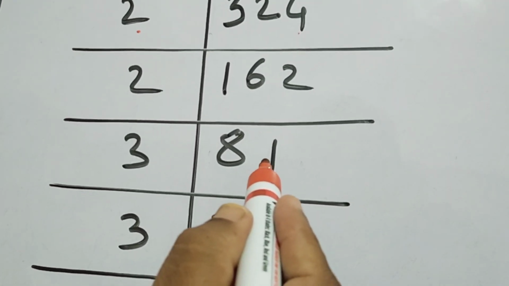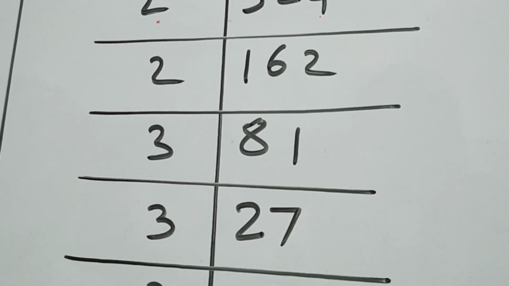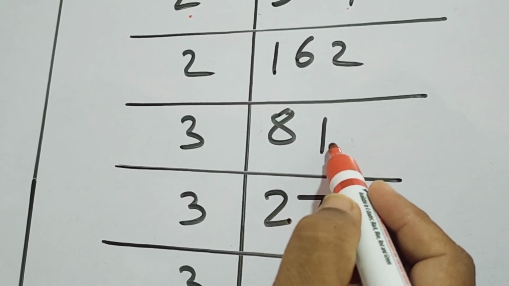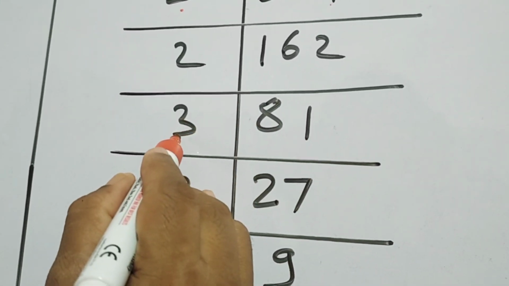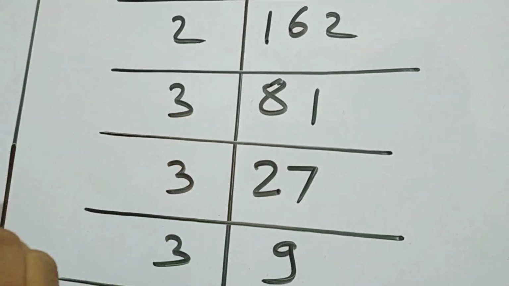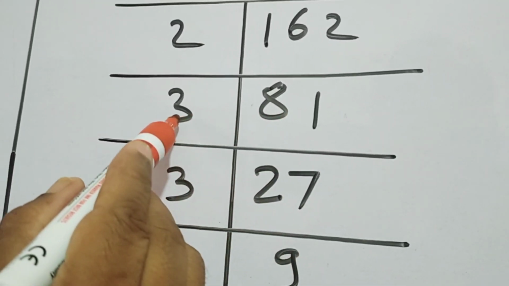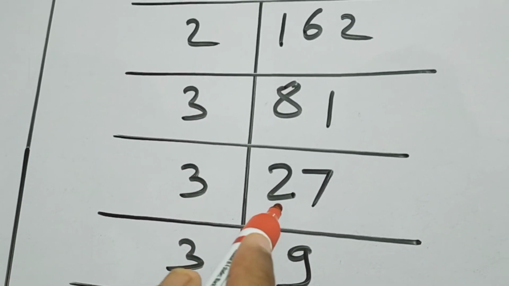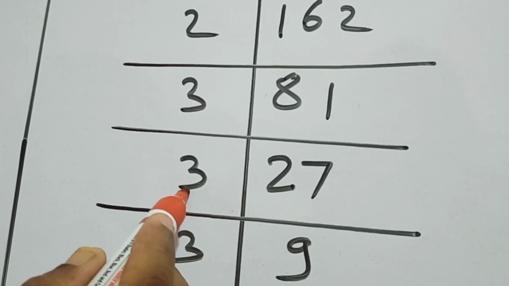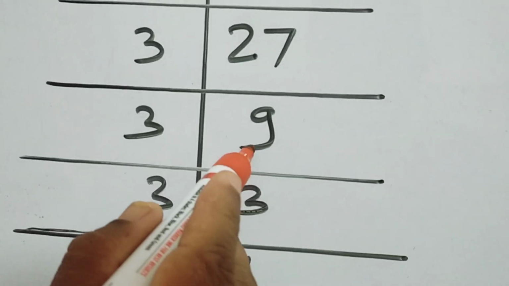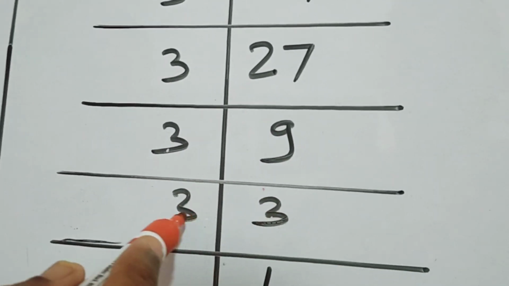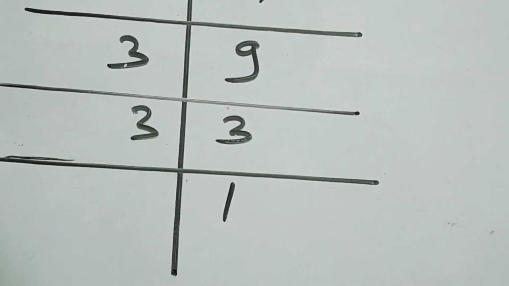Then 81. Here 1 is not even, so 81 is not divisible by 2. But 8 plus 1, sum of digits is 9. And 9 is divisible by 3. So 81 is divisible by 3. 81 divided by 3 equal to 27. Now 27 is divisible by 3. We know 3 9s are 27. 9 is divisible by 3. 3 3s are 9. And 3 1s are 3. 3 is divisible by itself.